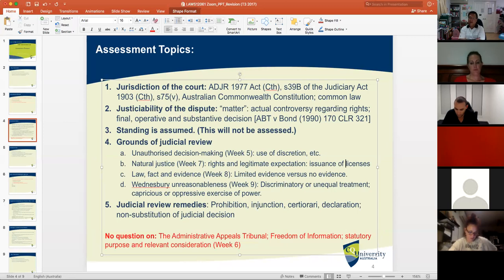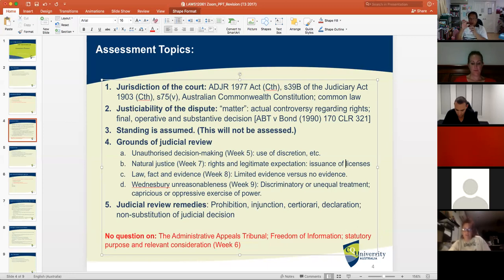Now, certiorari, as the courts have said, is ancillary to prohibition and injunction. The courts have said that they have the power to issue certiorari, which is a power to quash decisions made by administrative decision makers. There's also the writ of declaration.